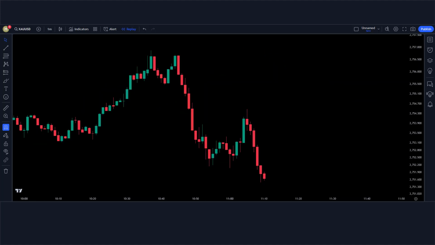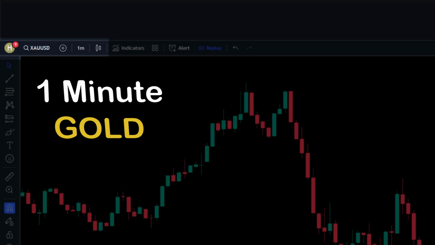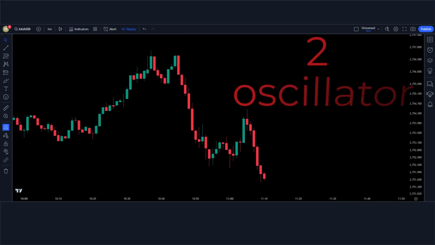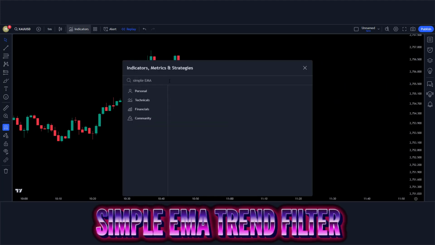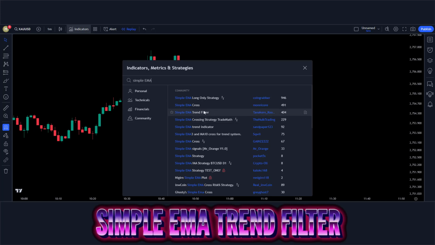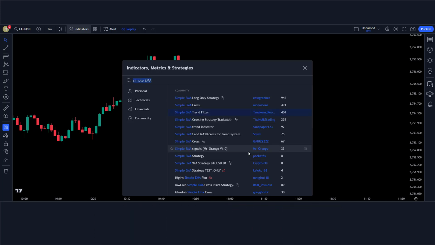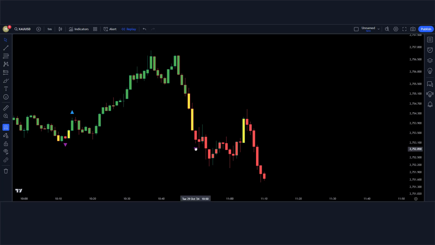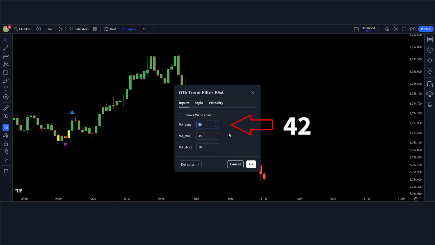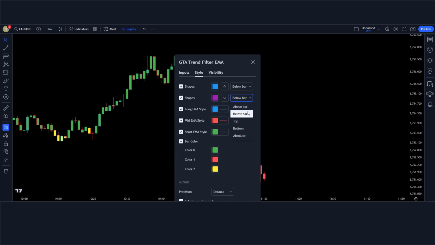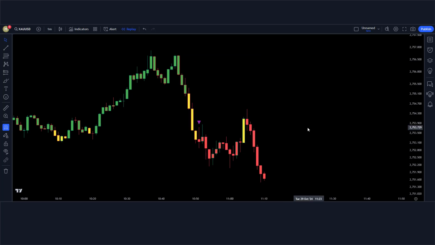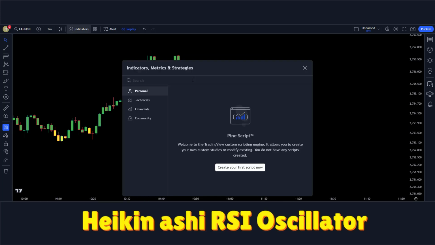Now let's create a trading setup. We are going to test this strategy on the 1 minute frame and gold chart. In this setup we would require two oscillators here. The first indicator name is simple EMA trend filter. Keep the indicator settings as I have shown here. The second indicator name is Heikin-Ashi RSI oscillator.